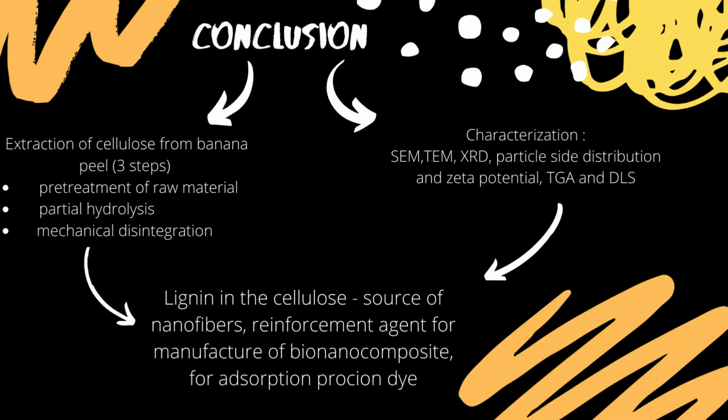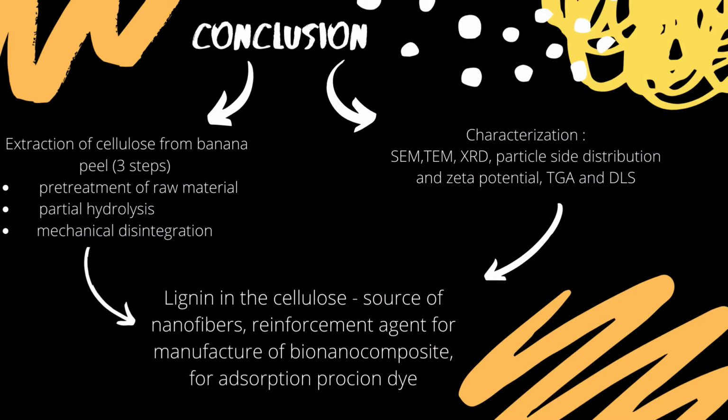In conclusion, this research proposal proposes that the extraction of cellulose from banana peel basically involves 3 steps. The first is pre-treatment of raw materials, the second is partial hydrolysis, and the third is mechanical disintegration. As for the characterization of the cellulose, we will be using SEM, TEM, X-ray diffraction, particle size distribution and zeta potential, thermogravimetric analysis, and dynamic light scattering analysis.